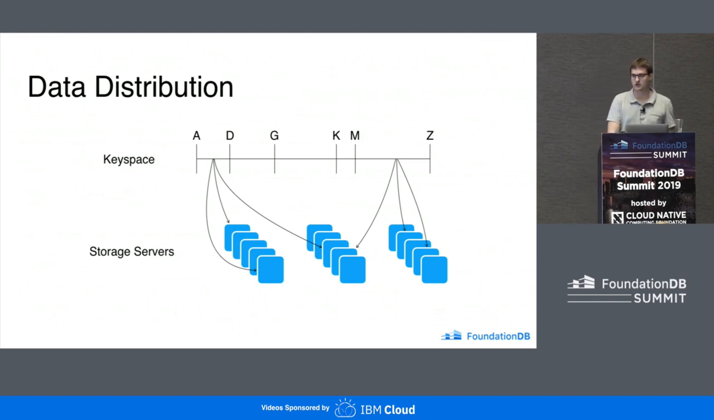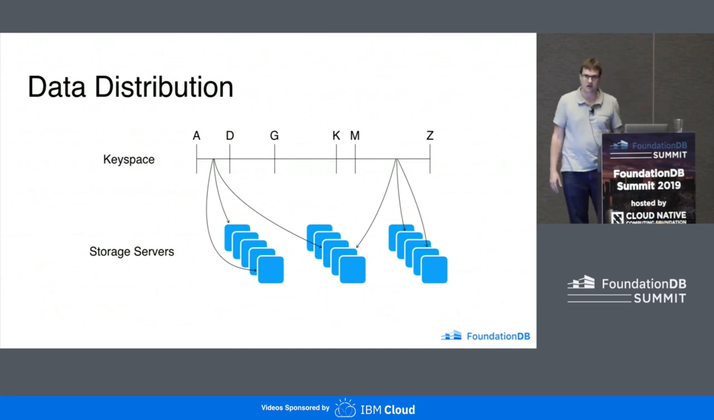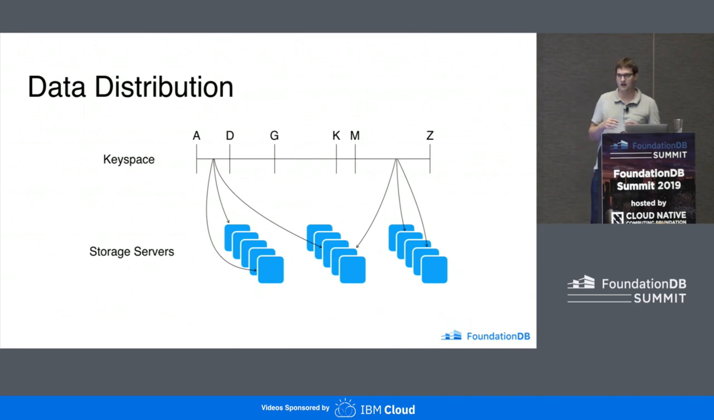One of the major goals of the distribution algorithm is keeping load even across all of the servers. And looking at the 6.0 release, there were a number of ways in which you could get a lot of write hot bandwidth into a certain small number of servers. So we've done a lot of work to really balance better the write load across the servers.